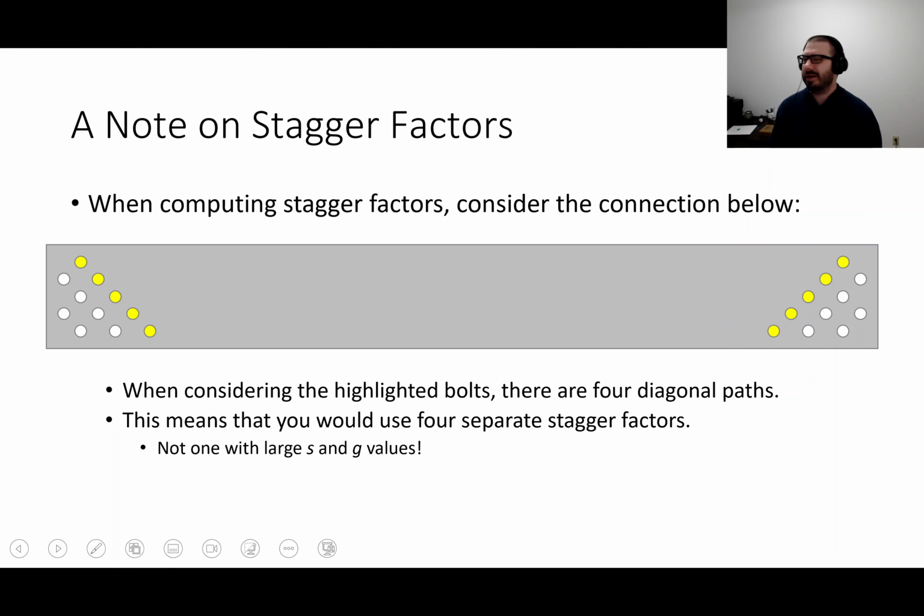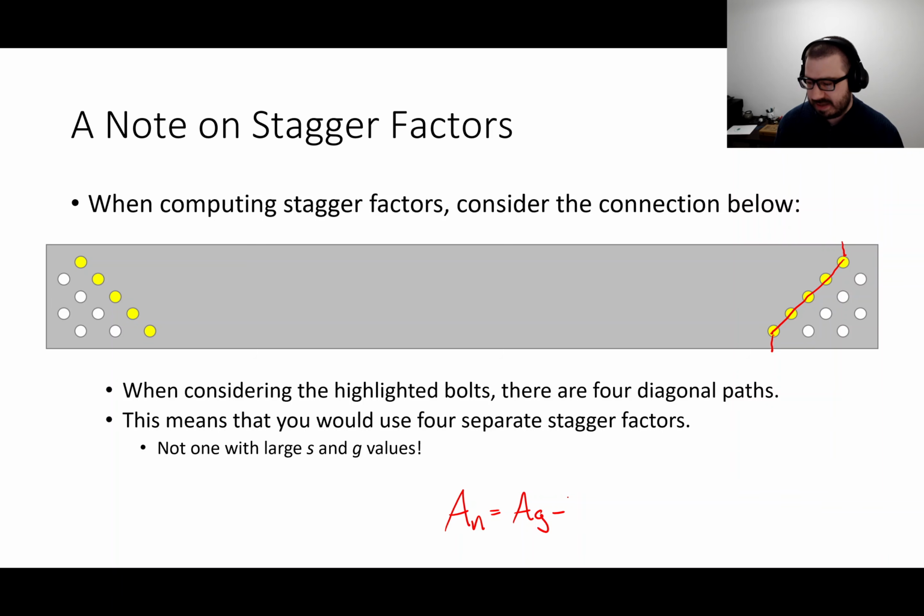So I have a connection here. No, I don't think this connection would be very realistic in the real world, but I'm using it just to illustrate a point. So let's say I have a connection and I'm trying to investigate this failure path. I would say that the net area for that path would be the gross area minus, okay, 1, 2, 3, 4, 5 bolts. So 5 bolts plus, now here's the kicker. The kicker is that I would say 4 stagger factors.